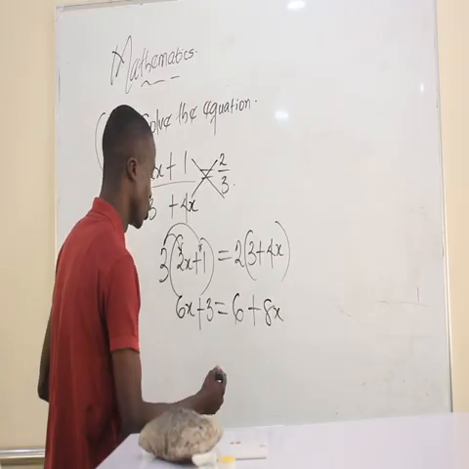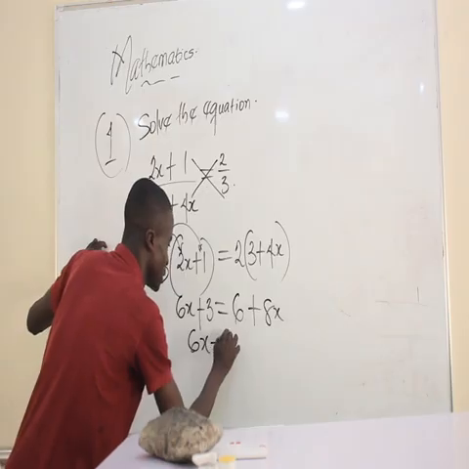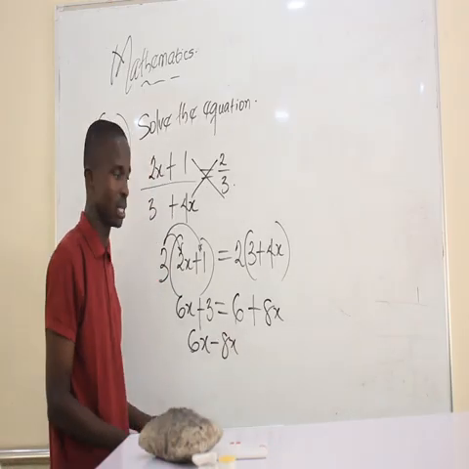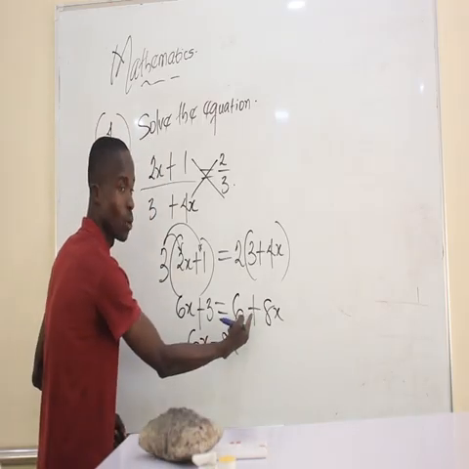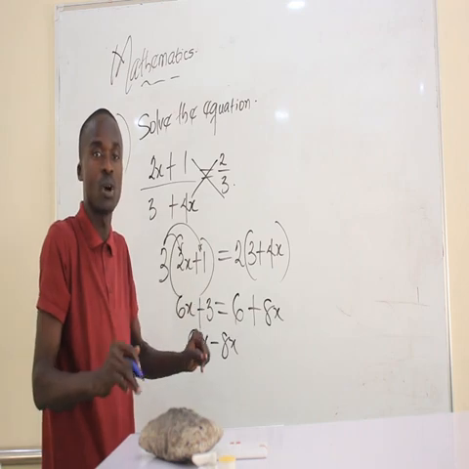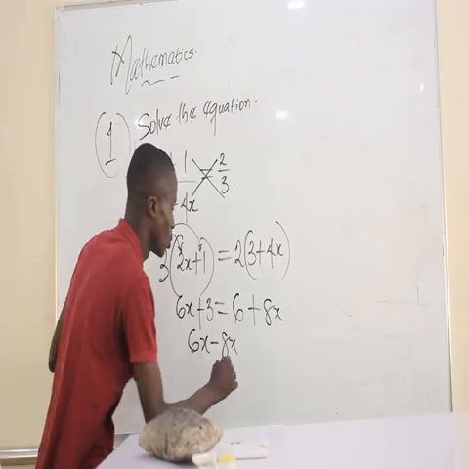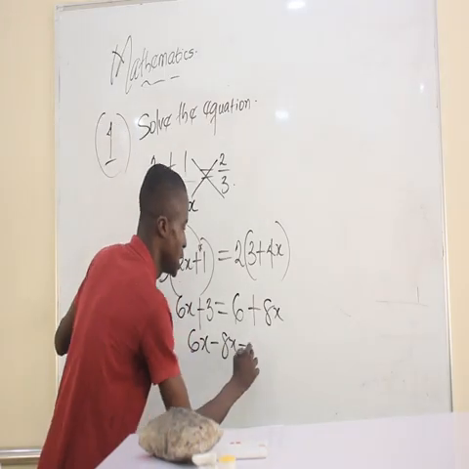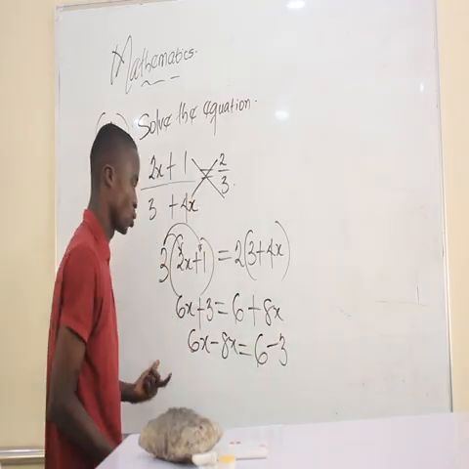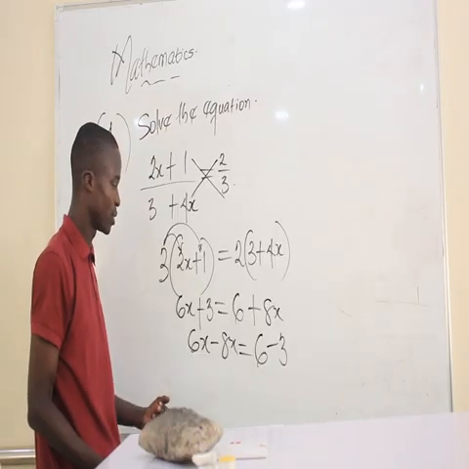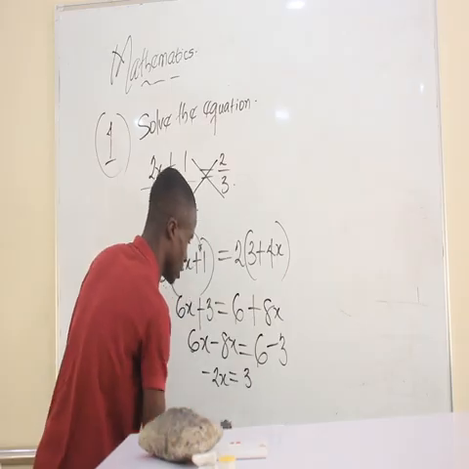Collecting like terms, you have what? You have 6x minus 8x. Why is it minus 8x? 8x jumps the equal sign, and jumping the equal sign will affect the sign of the value. So with this, we have equal 6. 3 jumps the equal sign to have minus 3. With this, we have minus 2x equals 3.